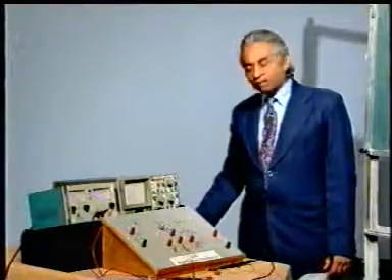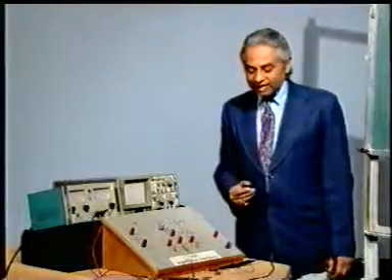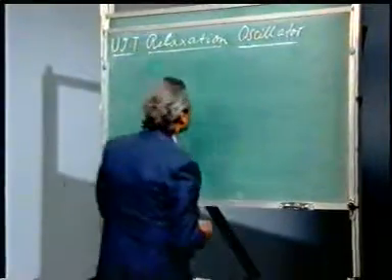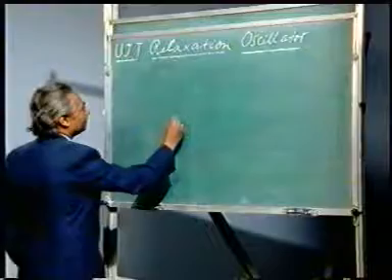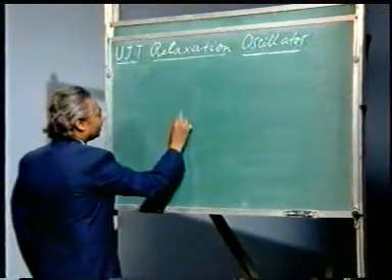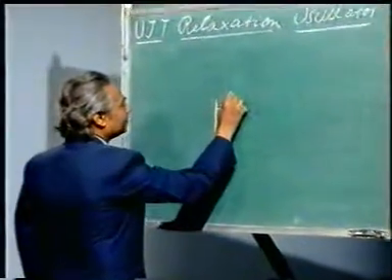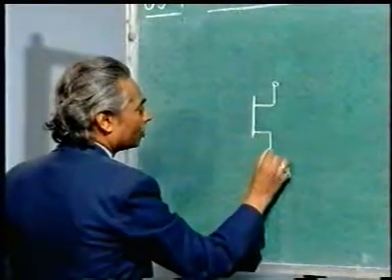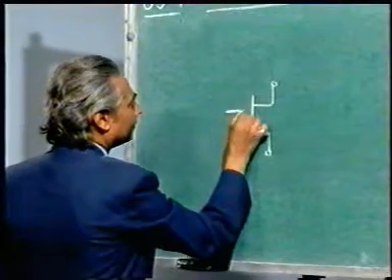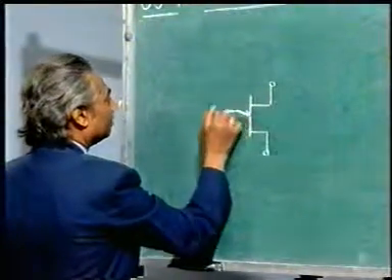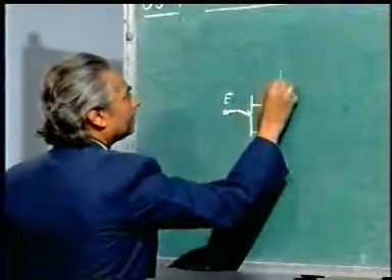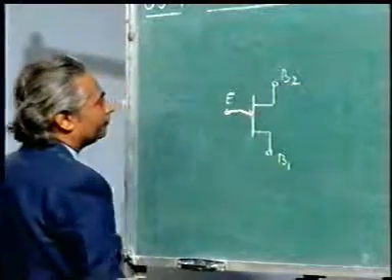But before we take up the experimentation part, let me explain what is relaxation oscillator. You know that the UJT has 3 terminals, and what are the terminals? The emitter, base 1 and base 2.